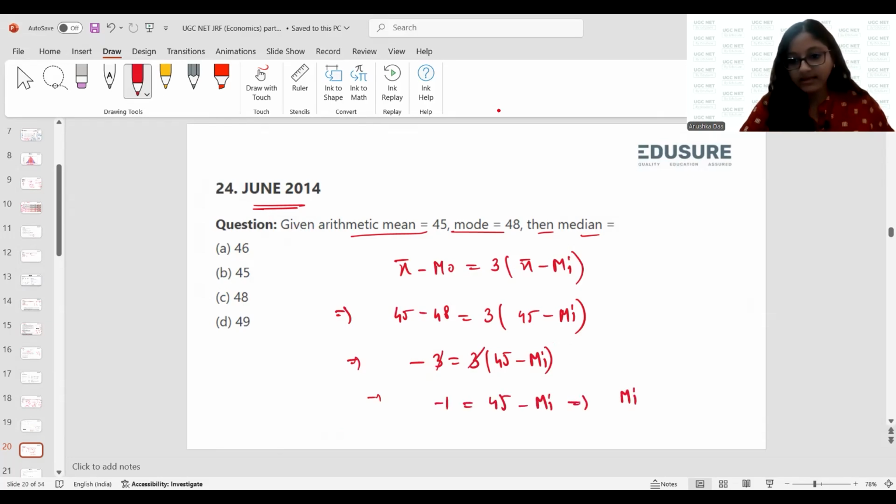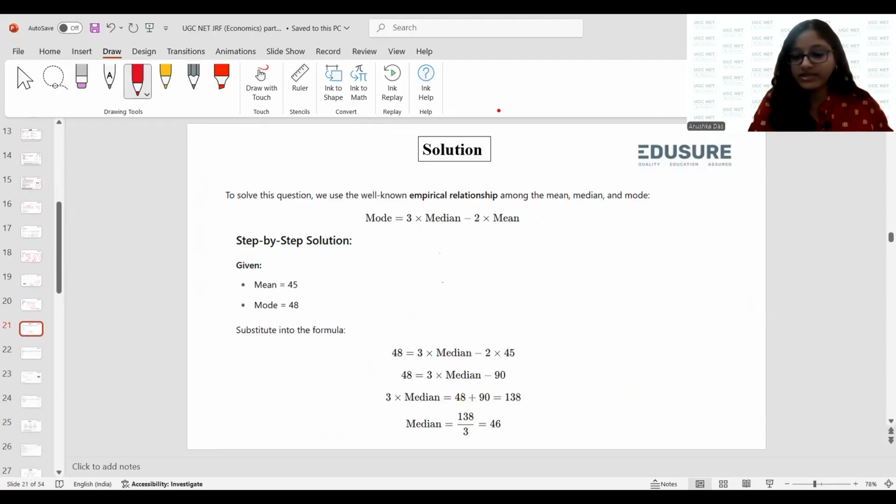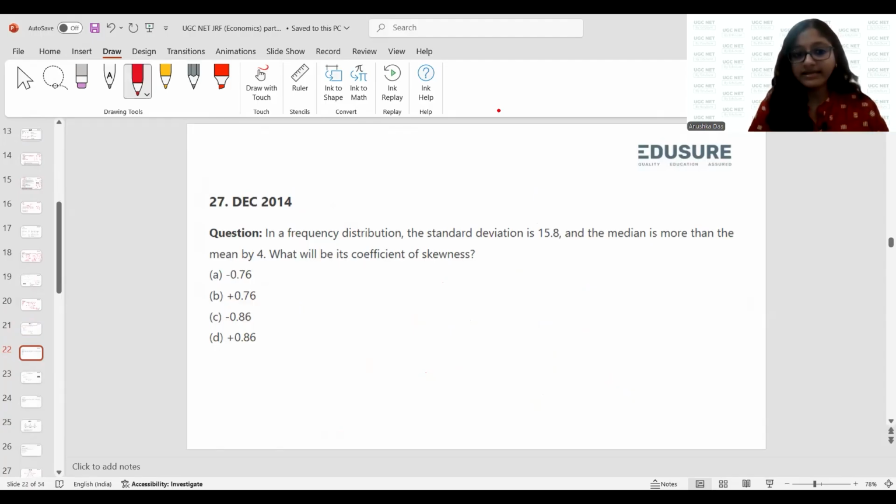So what will be the median? This will be simply 46. Right? Simple. 46. A will be the right answer for this question. Here you can see this is the solution which is given. Simple question. Next question.